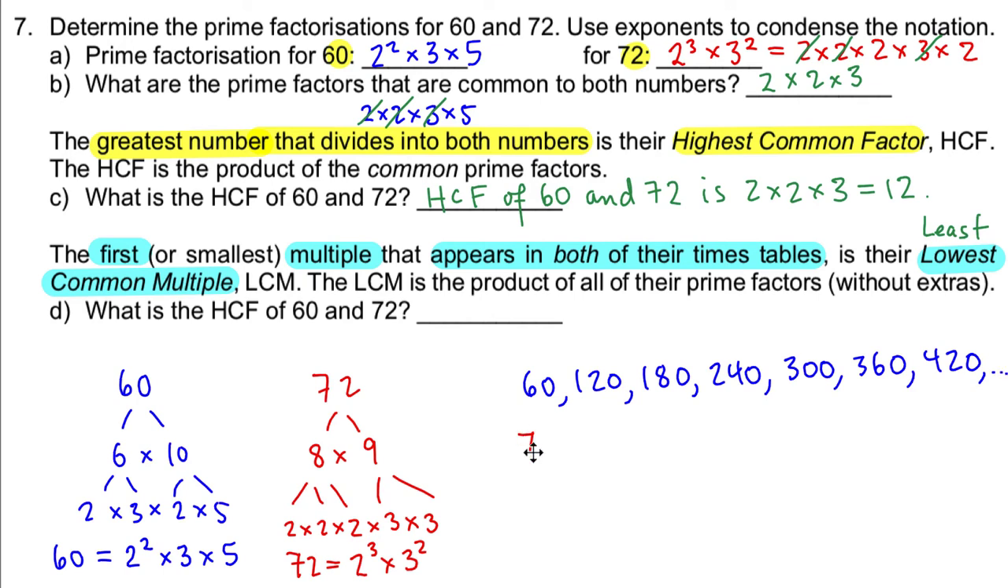Similarly, 72 times 1 is 72. If we double it, we get 144. If we triple it, that would be the same as adding 3 copies of 72 together. So we could add another 72 to this and get 216. We could add another 72 to this and get 288. We could add another 72 to this.